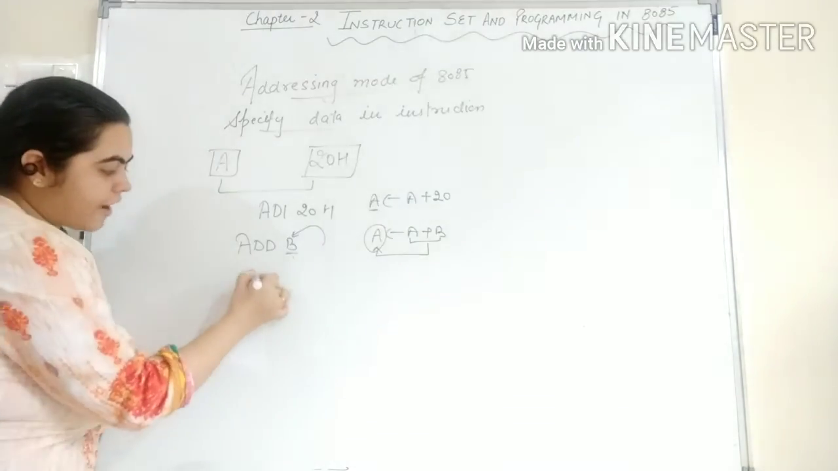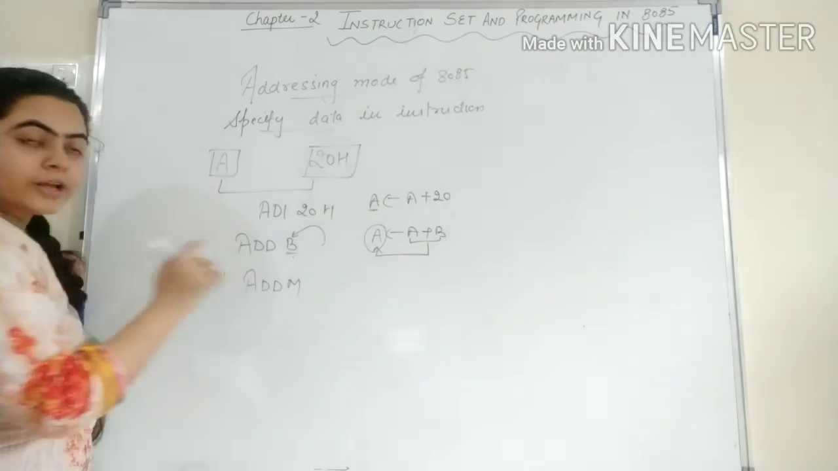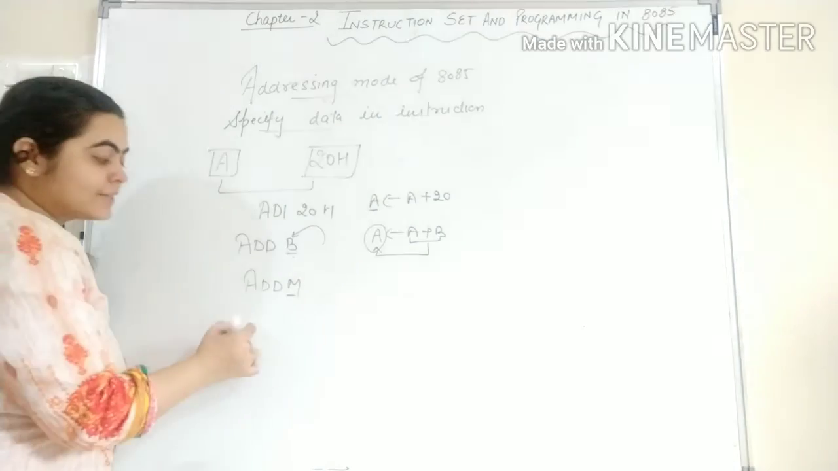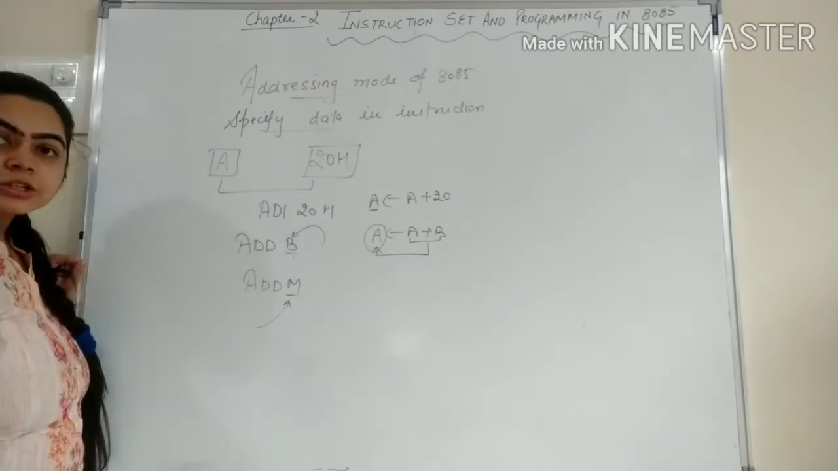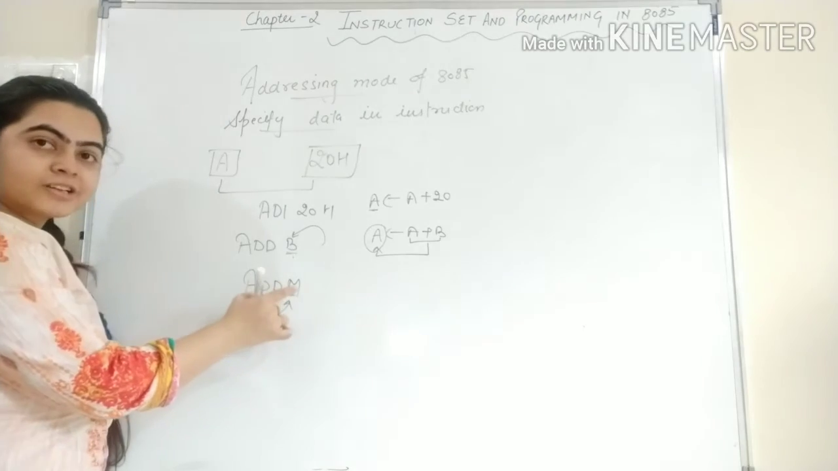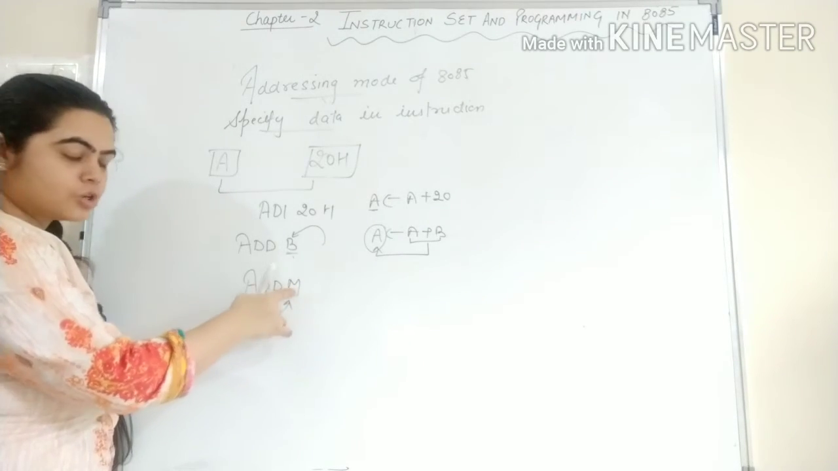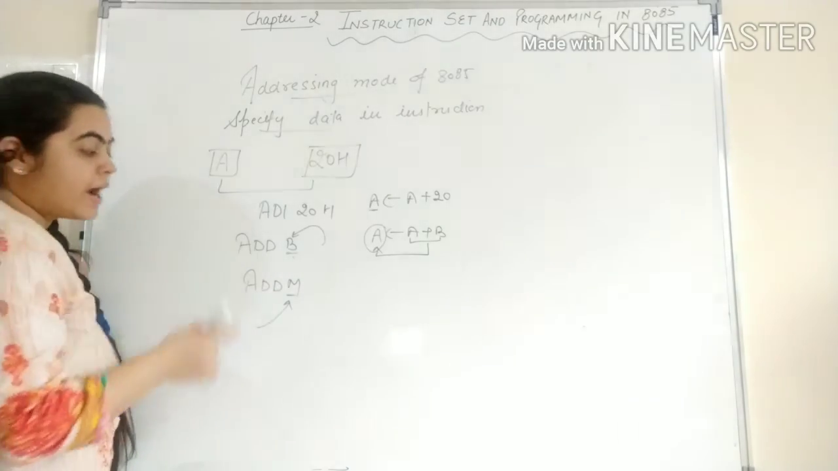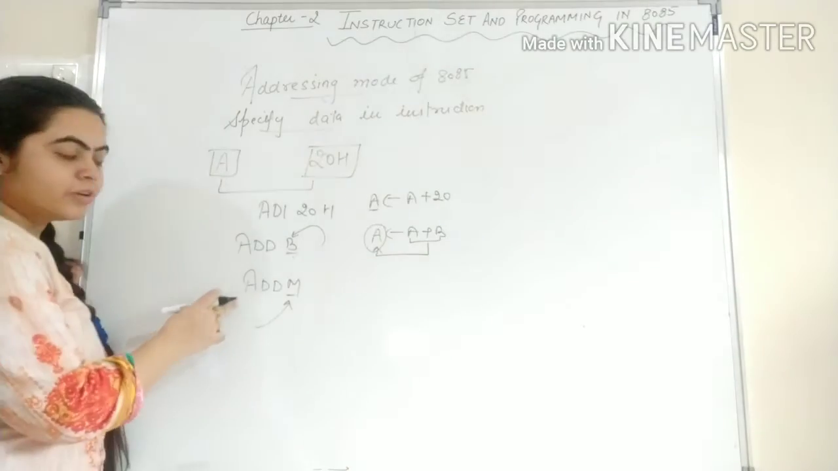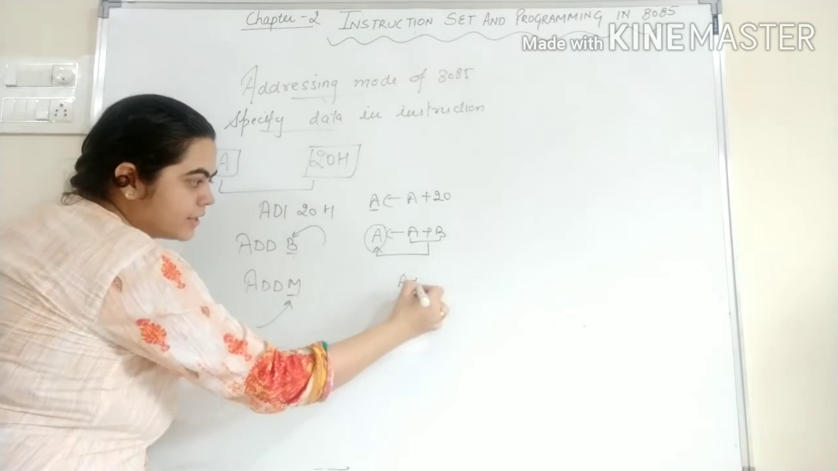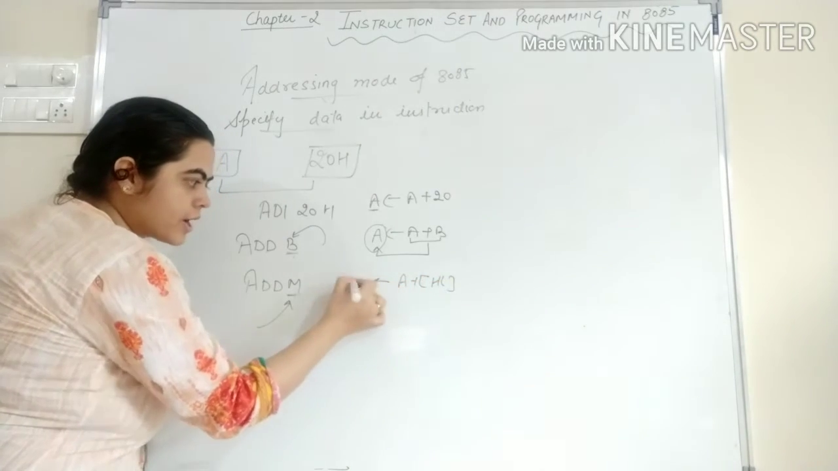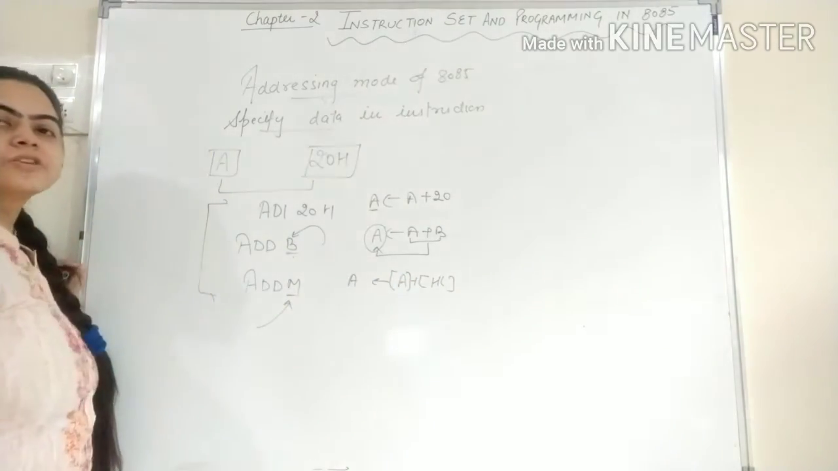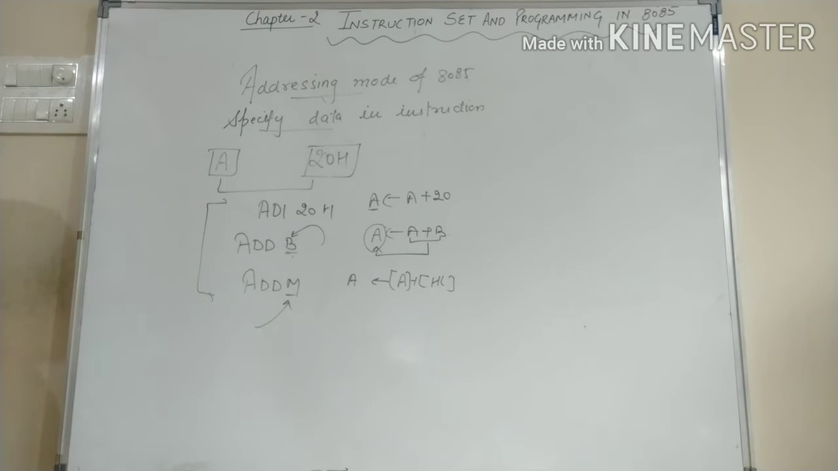Now the third way we have is ADD M. So according to this instruction, this is the memory location. At this memory location the contents are stored. So the microprocessor will fetch the contents pointed to by this memory location, and then those contents will be added with the contents of the accumulator, and the result is stored in the accumulator again. So there are different ways using which we can add data with the accumulator.